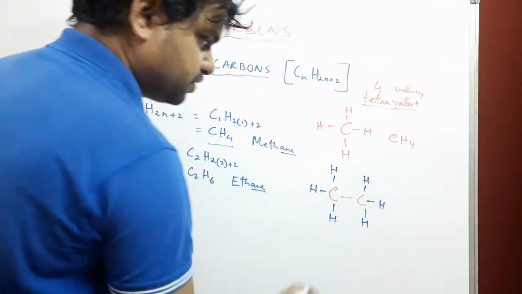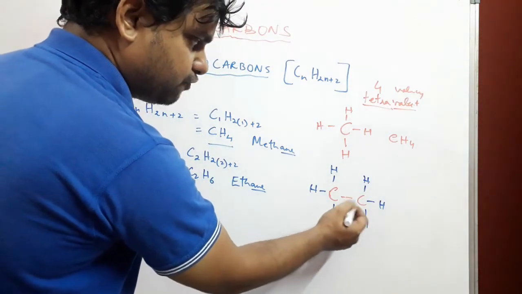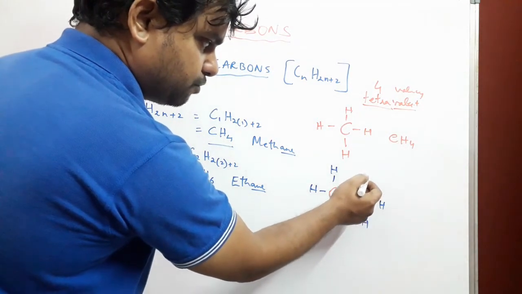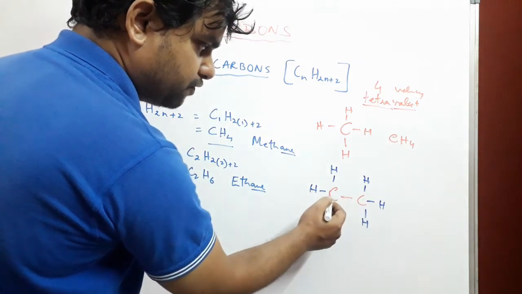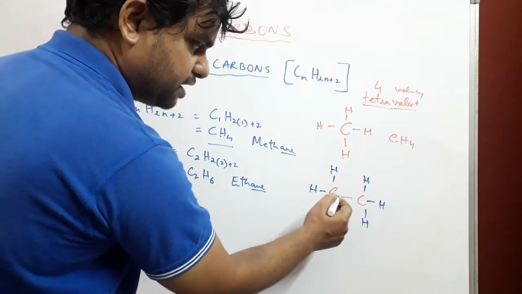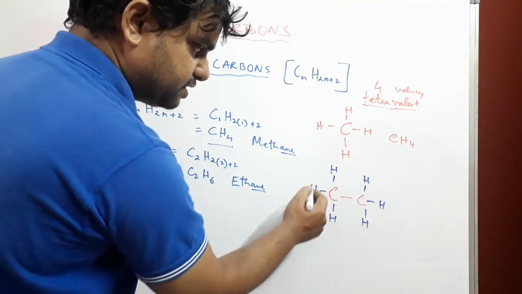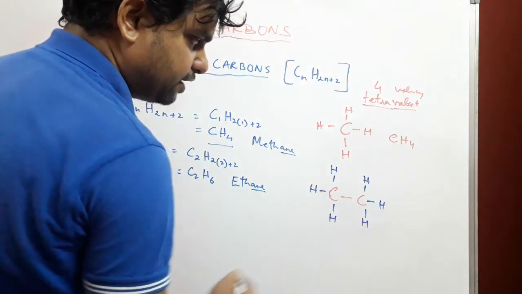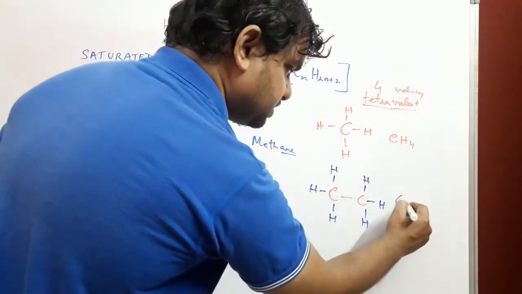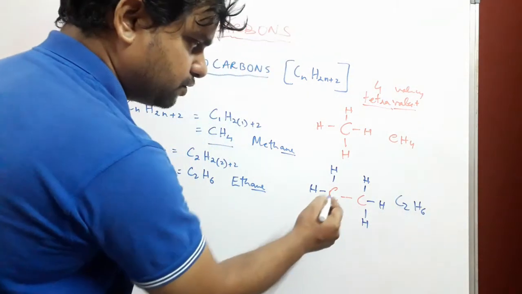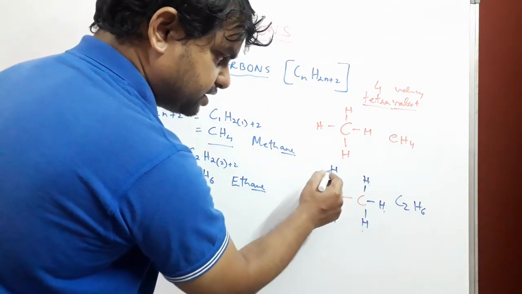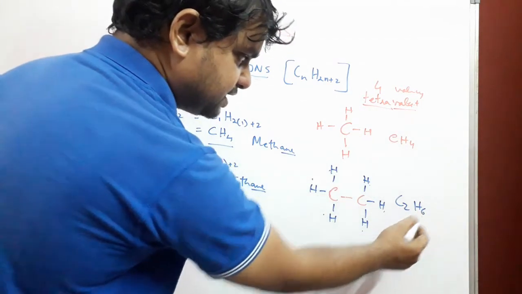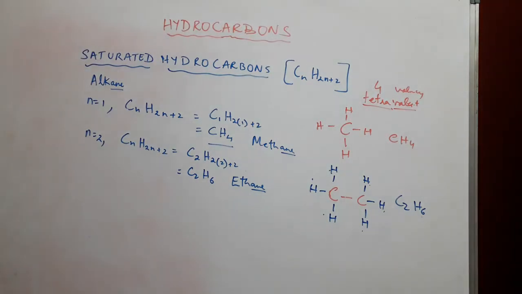Okay. So each carbon will have 4 bonds: 3 bonds with hydrogen and 1 bond with carbon. Similarly, this carbon atom has 1 bond with this carbon atom and 3 bonds with these 3 hydrogen atoms. And this is nothing but C2H6. Count over here. There are 2 carbon atoms, 3 hydrogen atoms here and 3 hydrogen atoms here, a total of 6 hydrogen atoms. So these are your alkanes.